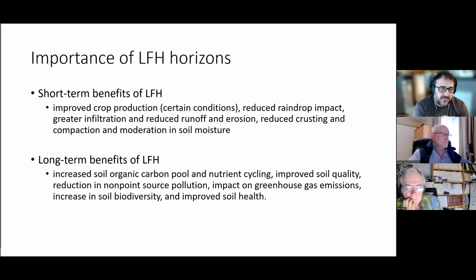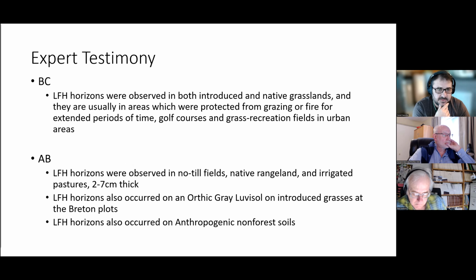So a little bit of rationale in terms of the importance of LFH horizons and why they should be properly characterized in the field. Short-term benefits of LFH horizons include things like improved crop production under certain conditions, not all conditions, reduced raindrop impact, greater infiltration, reduced runoff and erosion, reduced crusting and compaction, and moderation of soil moisture. In terms of long-term benefits, there are some others like increased soil organic carbon pool and nutrient cycling, improved soil quality, reduction of non-point source pollution. There's certainly some impact on greenhouse gas emissions, increase in soil biodiversity, and improved soil health. So there's a number of important benefits provided by the LFH horizon, and therefore an argument that it should be better defined in all systems.